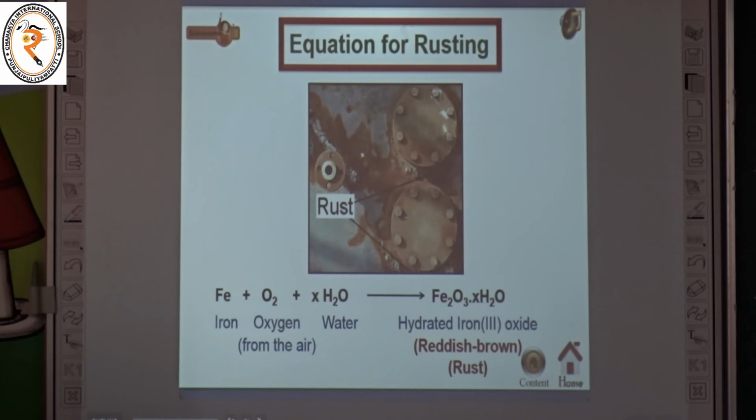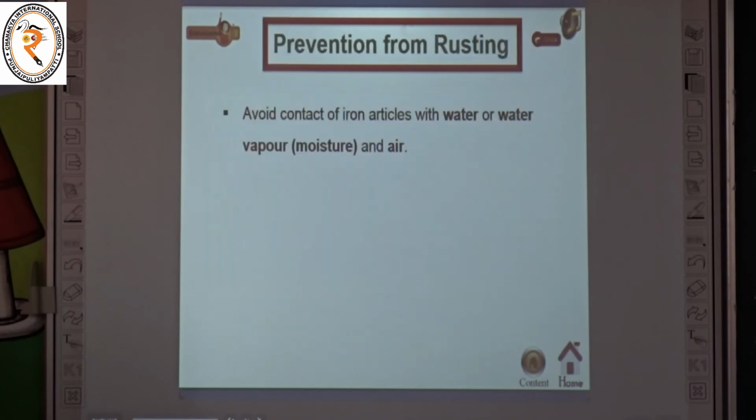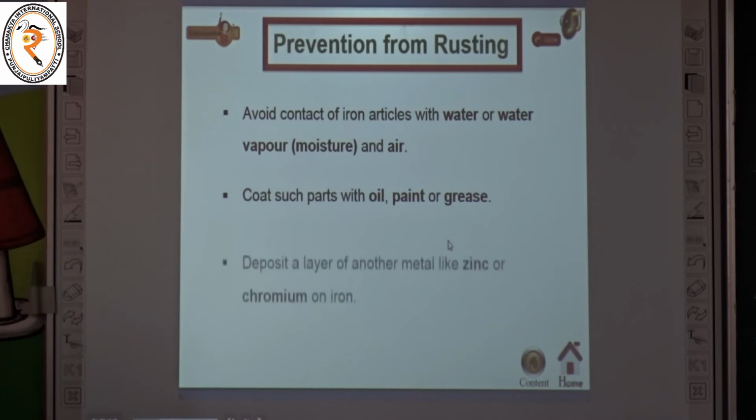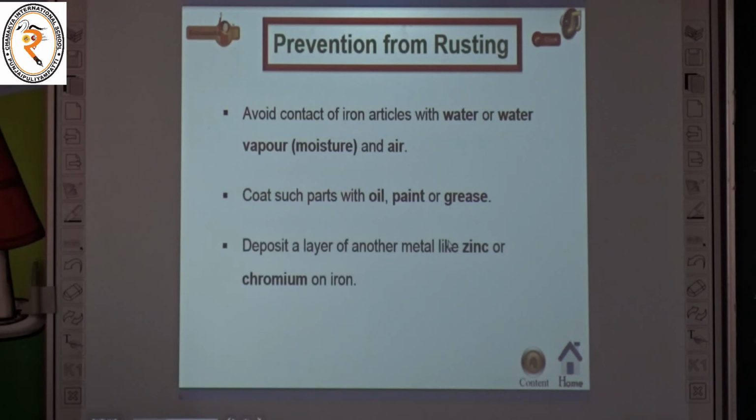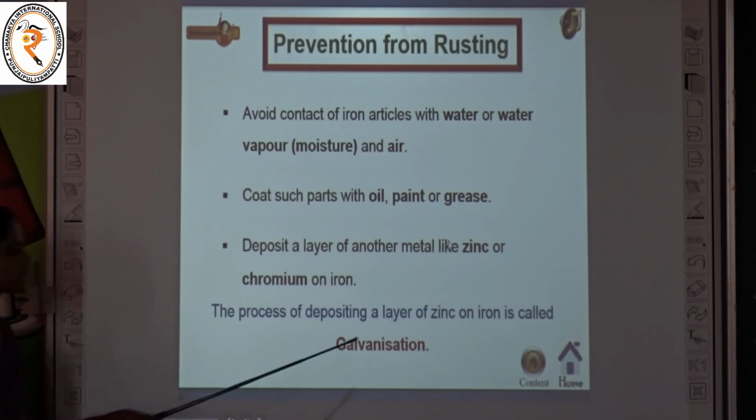Okay, the next one. What are the preventions for rusting? Avoid contact of iron articles with water or water vapor and air. Next one, coat such parts with oil, paint or grease to avoid rusting. The next one, deposit a layer of another metal like zinc or chromium on iron. You can always prevent the rusting of the iron piece. So, the process of depositing a layer of zinc on iron is called galvanization.